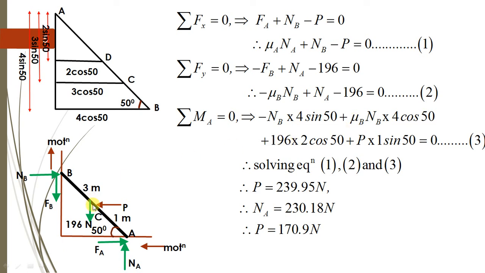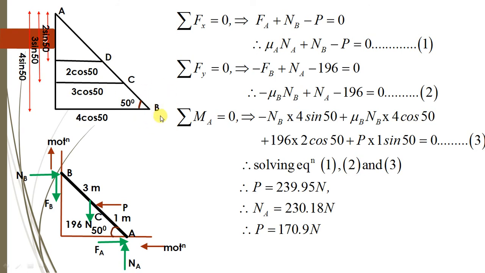Similarly, for the weight component 196, the perpendicular distance between this weight component and point A is the horizontal distance, that is 2 cos of 50. As this point is D, the distance between these two points is 2 cos of 50, and the remaining distance is also 2 cos of 50.